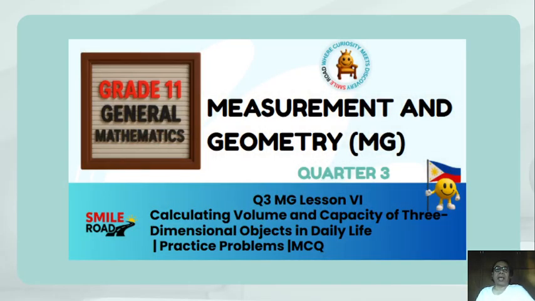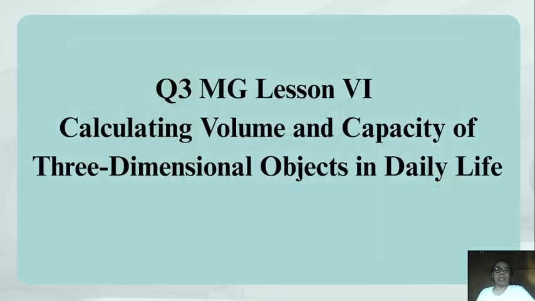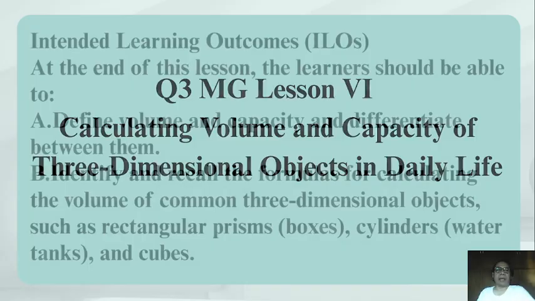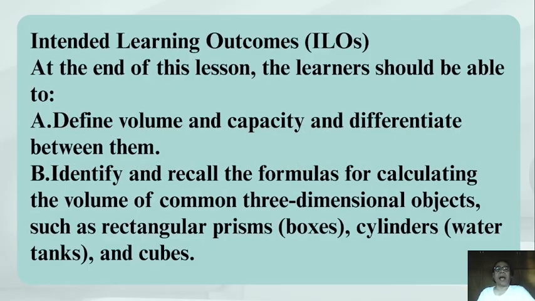Our topic for today is calculating volume and capacity of three-dimensional objects in daily life. This is quarter 3 of grade 11 General Mathematics, Measurement and Geometry. Again, this is quarter 3 Measurement and Geometry lesson number 6, calculating volume and capacity of three-dimensional objects in daily life. Our intended learning outcomes.